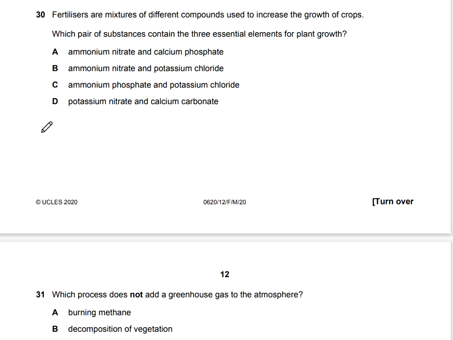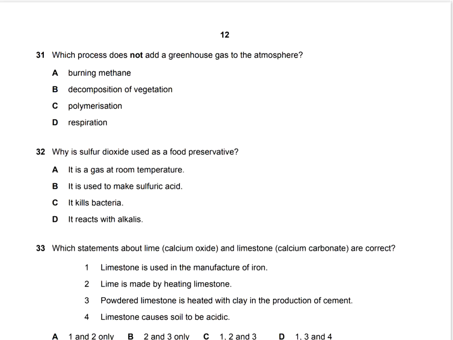Fertilizers are mixtures of different compounds used to increase the growth of crops. Which pair of substances contain the three essential elements for plant growth? Of course, the correct answer for this is letter C, because of the ammonium phosphate and potassium chloride, which are essential for plant growth. Which process does not add a greenhouse gas to the atmosphere? Of course, when you burn methane, you are adding greenhouse gas into the atmosphere.